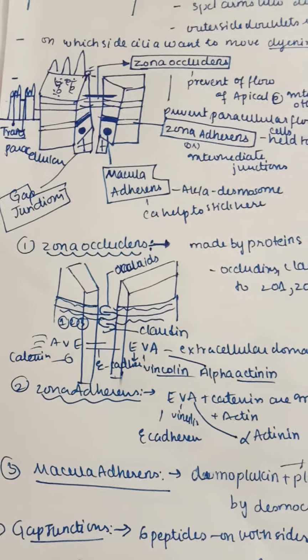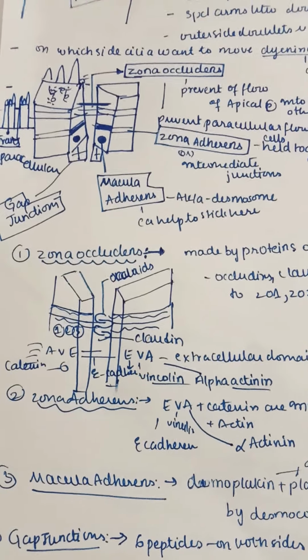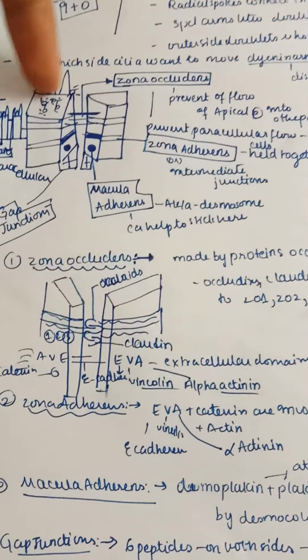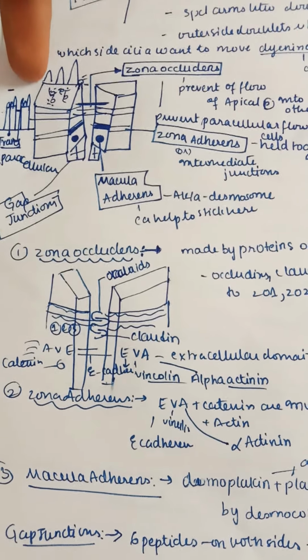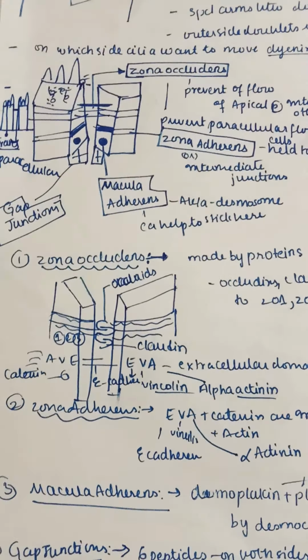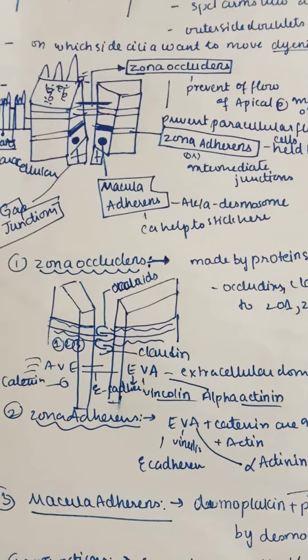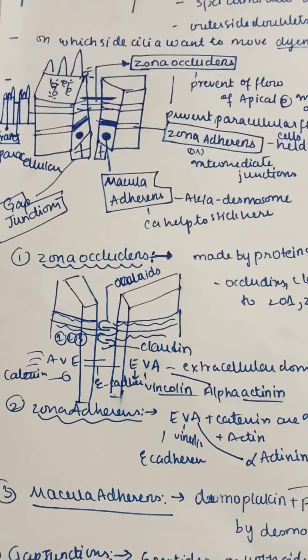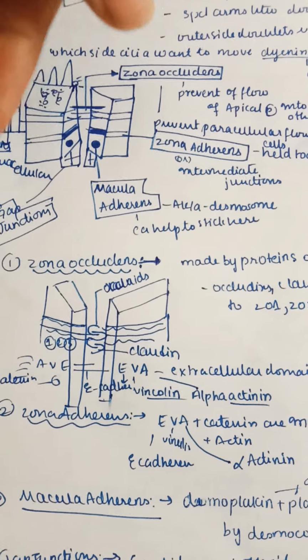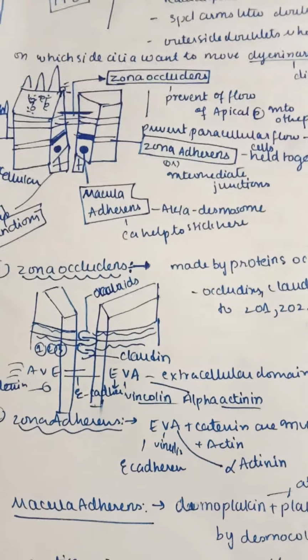So first we have our zona occludens. So zona occludens mainly prevent the flow of apical substances. We have some apical proteins, all those things. So they prevent these substances from moving in between or into the cell or to the other parts. So they prevent the paracellular flow, that is, a tight junction. So paracellular flow is nothing but the flow between the cells. So they prevent that because they are very tight junctions.